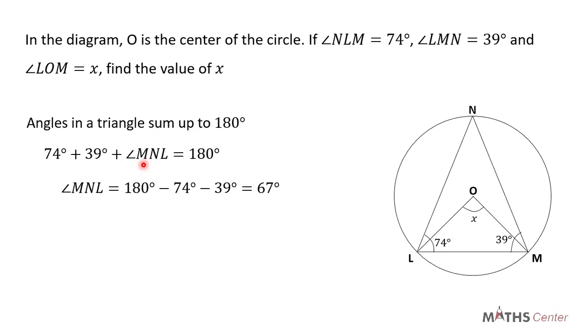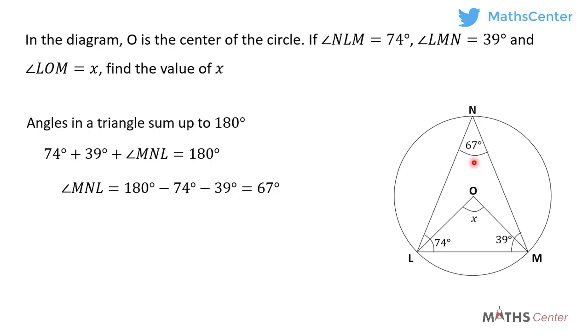Let's simplify this for the value of angle MNL. When we do that, we are going to have angle MNL is equal to 180 degrees minus 74 degrees minus 39 degrees. And this will give us 67 degrees. This means that the angle formed at point N is 67 degrees.